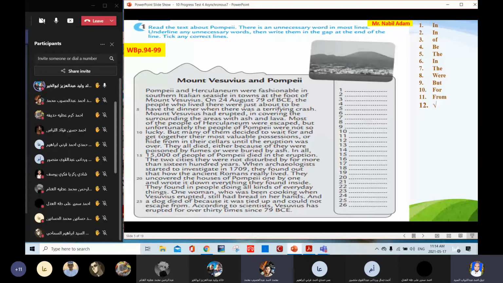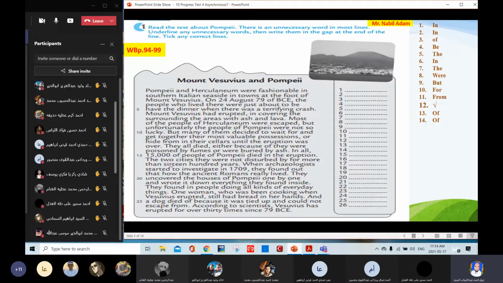Yes, let's see. Here, line 14. They all died either because they were poisoned by fumes or were buried by ash. In all, 15,000 of people. So delete of before people. People of Bombay died in the eruption. Okay, line 15. Ahmad Karam, yes?